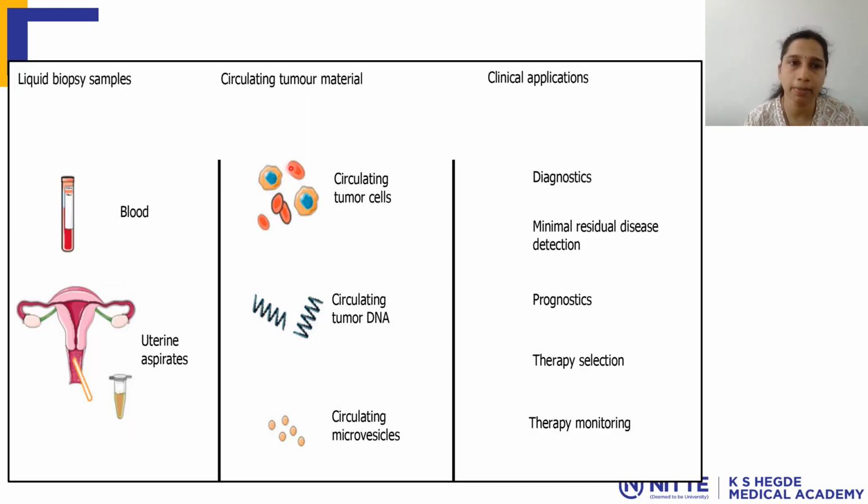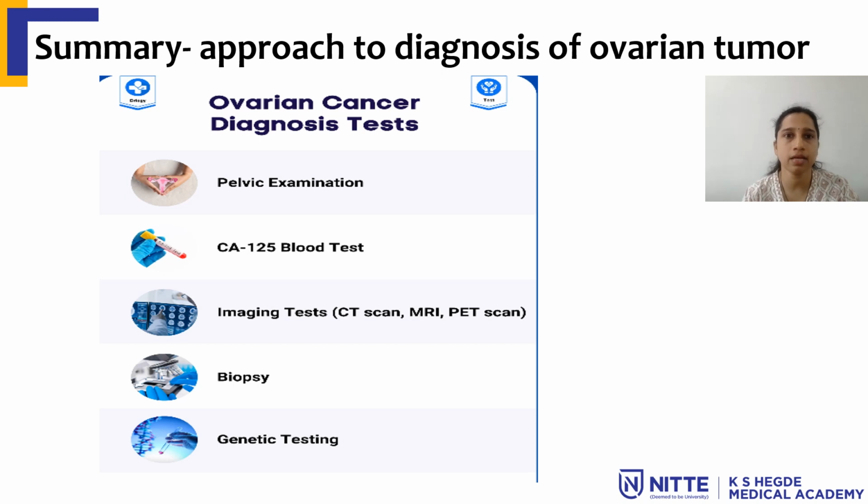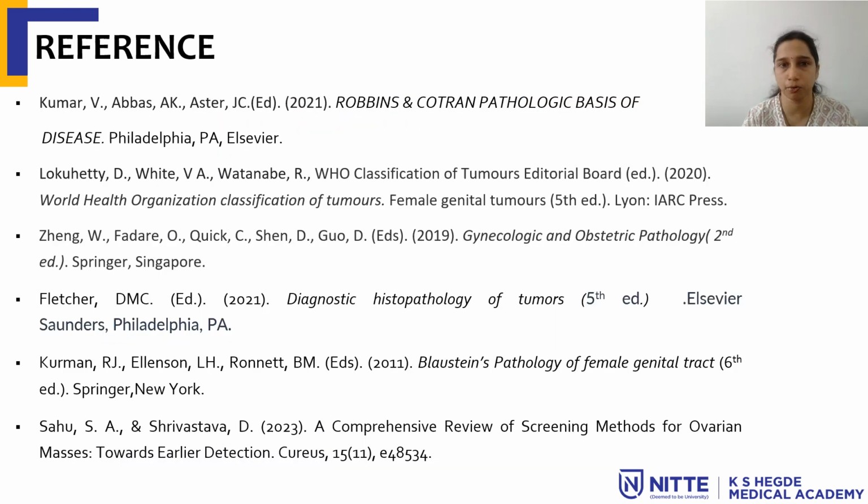The tissue sample which can be used can be blood or uterine aspirate, and the clinical application is diagnosis, prognostication, therapy selection, and also monitoring after the therapy. So to summarize, approach to diagnosis requires a set of tests in sequential steps like pelvic examination, biomarkers like CA125 and also other markers, imaging analysis like transvaginal ultrasonography, CT scan, MRI or PET, biopsy which can be tissue biopsy or excision specimen, and also genetic testing to rule out some genetic mutation.